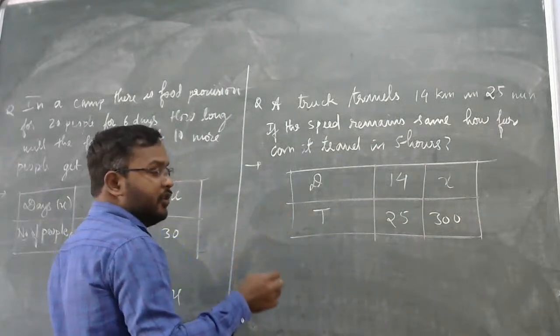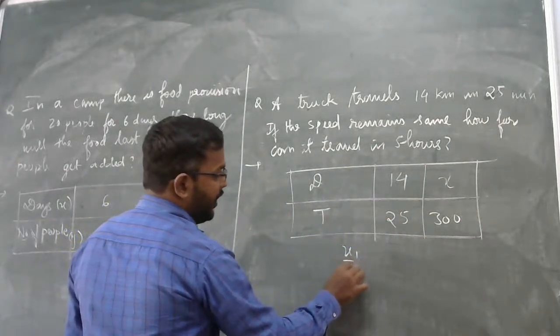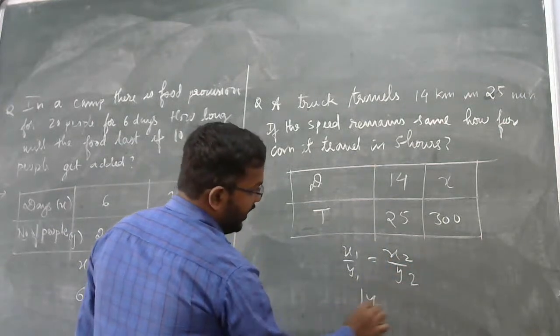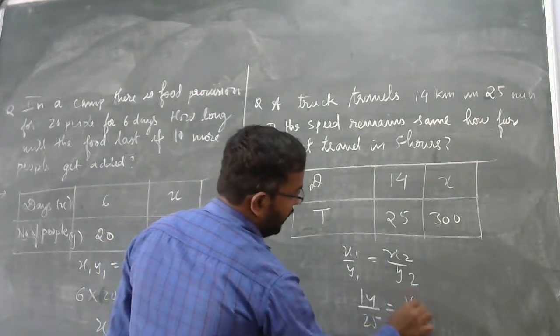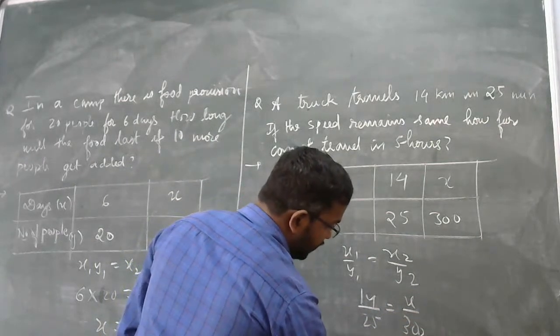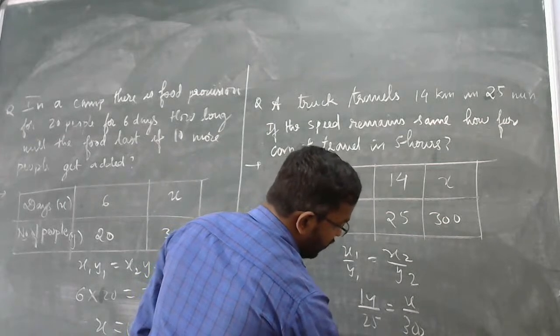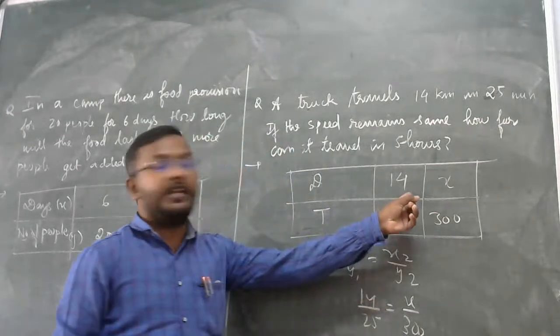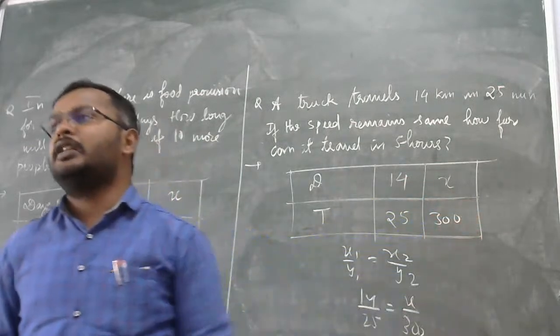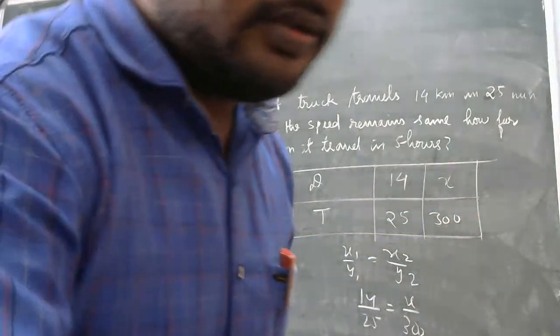So it is a direct question, direct proportion. x1 by y1 equals x2 by y2. So 14 by 25 is equal to x by 300. So the answer is 168 kilometers. 14 is there in kilometers, so whatever answer you get will also come in kilometers.